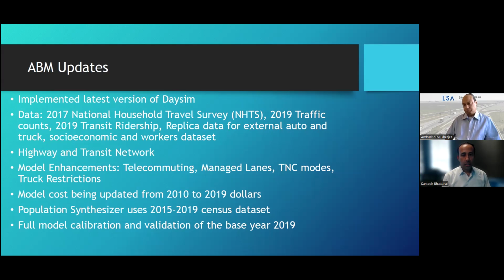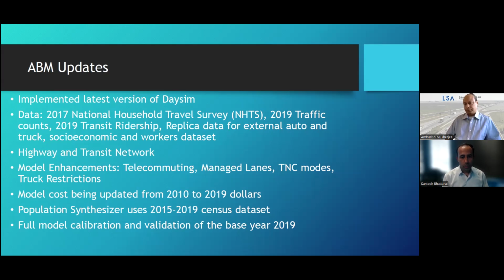In terms of model enhancement, we added a few elements like telecommuting and managed lanes, which can handle the HOV or toll lanes and some other modes of managed lanes. We also added the transportation network companies TNC mode that can handle Uber, Lyft, and other taxi trips. We also added a truck restrictions feature within the model that can be helpful in restricting or allowing any truck movements within the county or city.